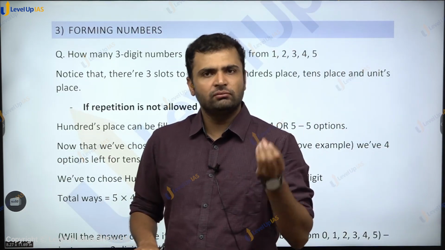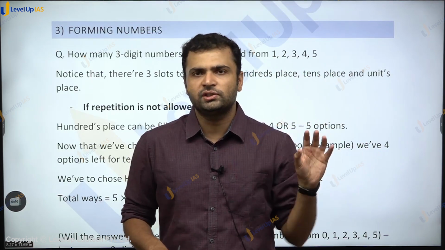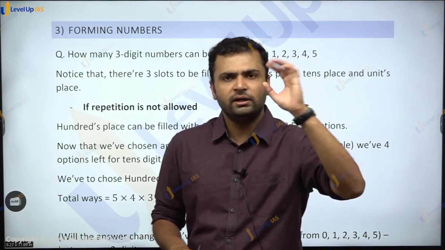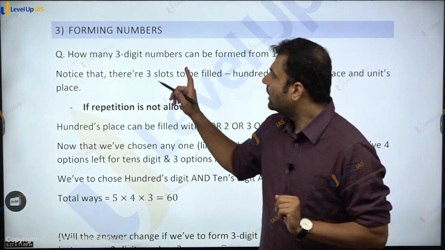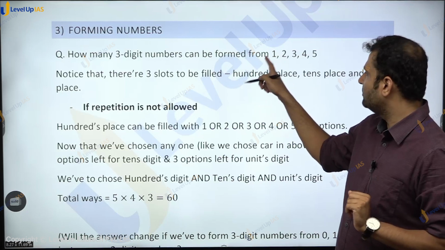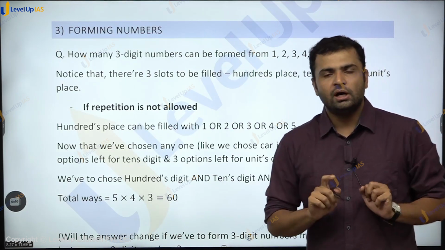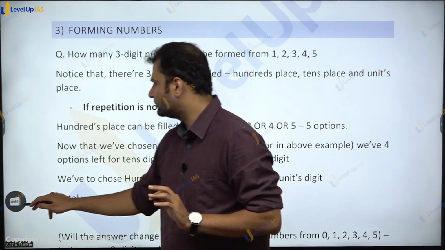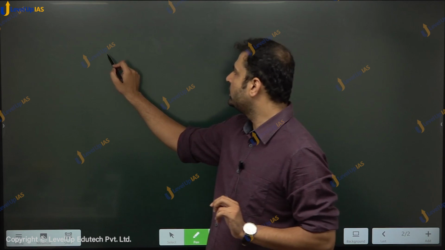Just pay attention. Just think. Now that you have background in addition and multiplication principle, just think on those lines and you'll be able to understand. First question. How many 3-digit numbers can be formed from 1, 2, 3, 4, 5? हमें क्या बनाना है? 3-digit number. We want to form 3-digit number.